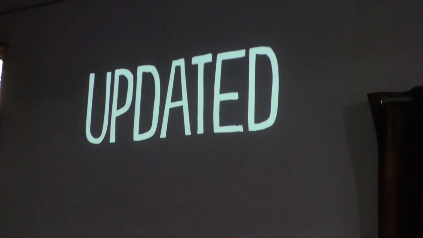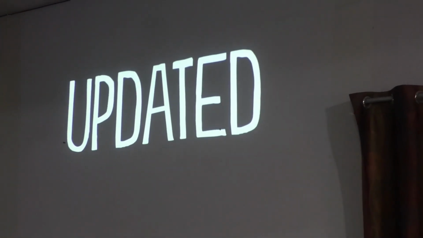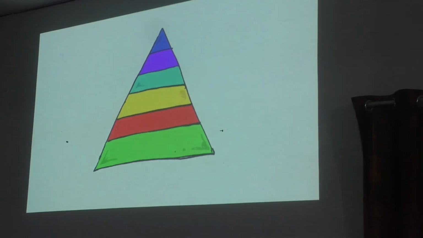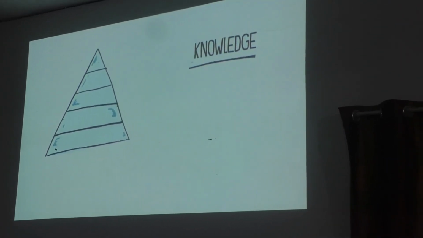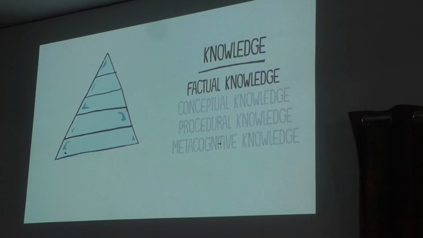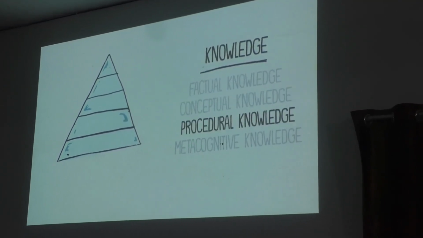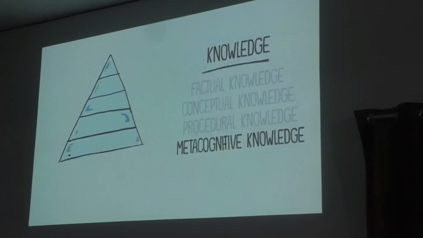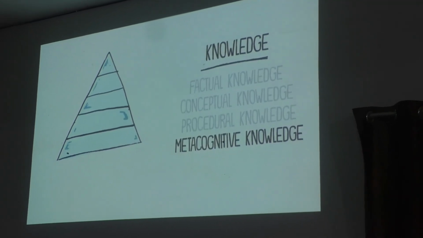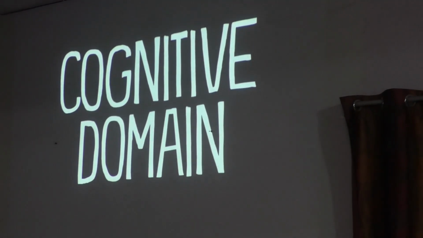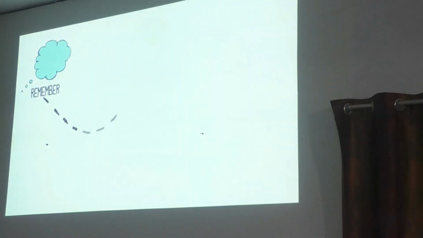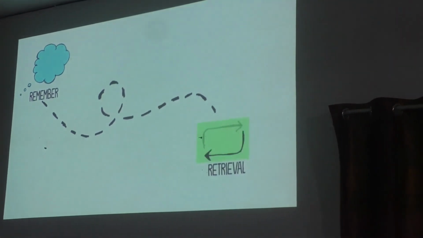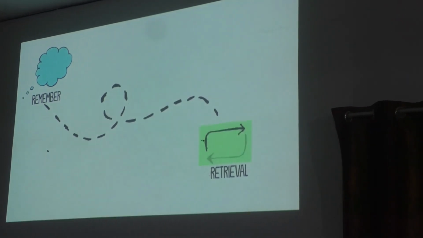But more recently, scholars have updated this Bloom's taxonomy by taking knowledge out of the cognitive domain and making a new knowledge domain with factual knowledge, conceptual knowledge, procedural knowledge, and metacognitive knowledge. They've also revised the cognitive domain, which is what we're going to focus on right now. The first level is remember, which focuses on the recall or retrieval of information.